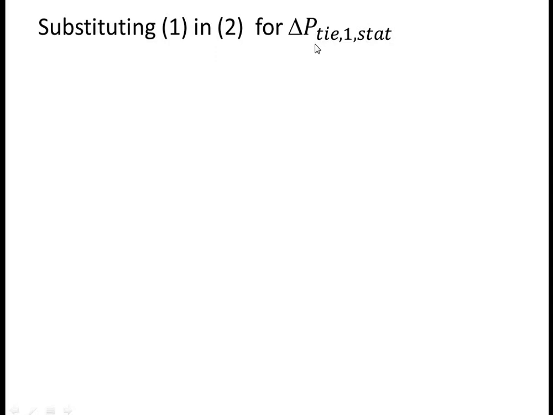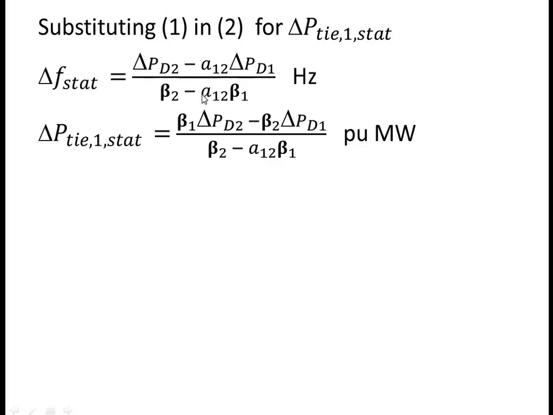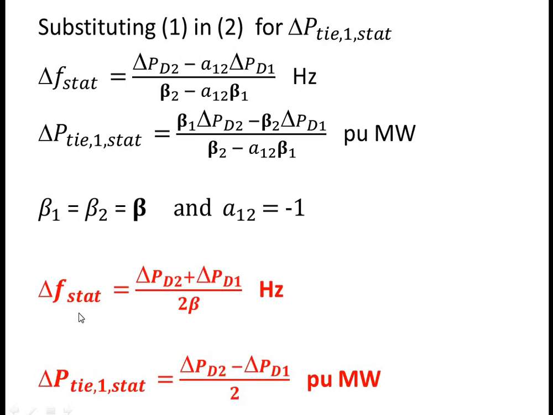Now we substitute equation number 1 in equation number 2 in order to get the value for del P tie 1 static, and by doing so we get these equations. At last we do some corrections, that is approximations in the parameters obtained from this equation. Here we have beta 1 and beta 2, which we bring to a constant value beta, and a12 as minus 1. By replacing all such values in the previous equations, we get the final equation for the uncontrolled static response for the two area system, del F static and del P tie 1 static.